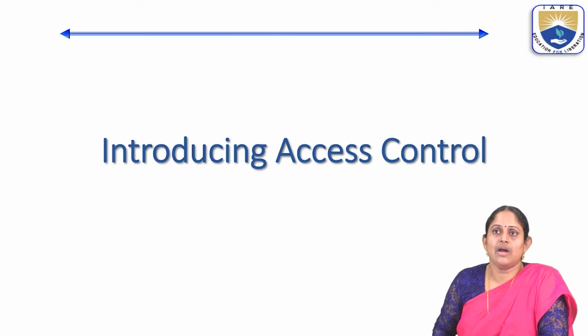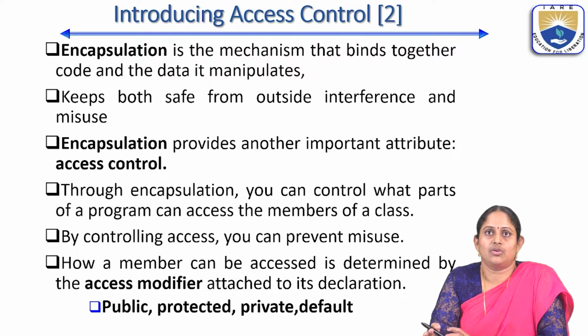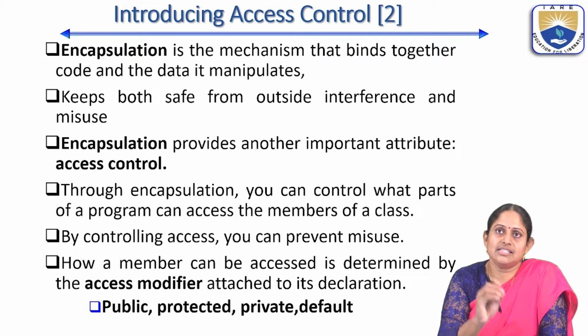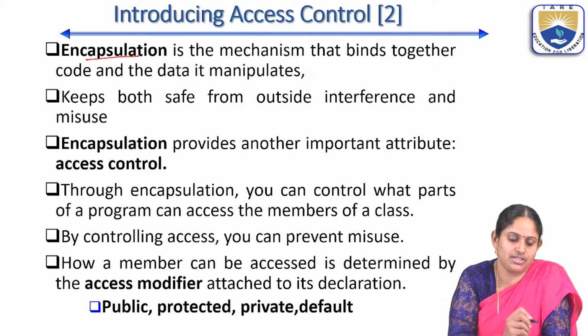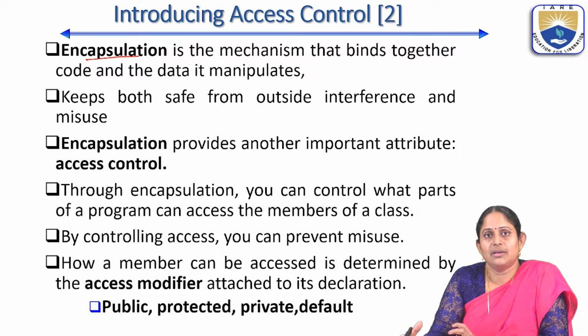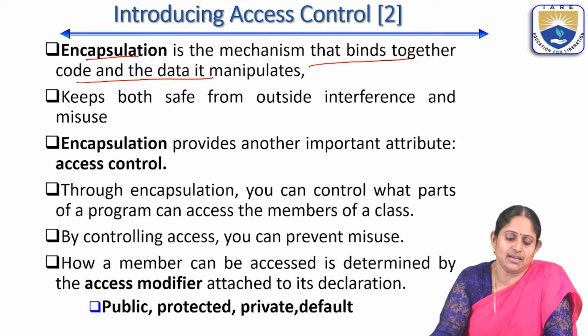Next, let's look into access control. So, what do you mean by access control? It is used to protect the data from outside interference. And this is brought into use by the concept of encapsulation. Encapsulation means it is the method by which the code and the data are bound together. It is the mechanism that binds the code and the data.